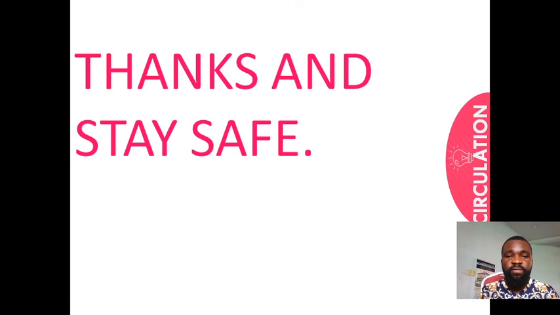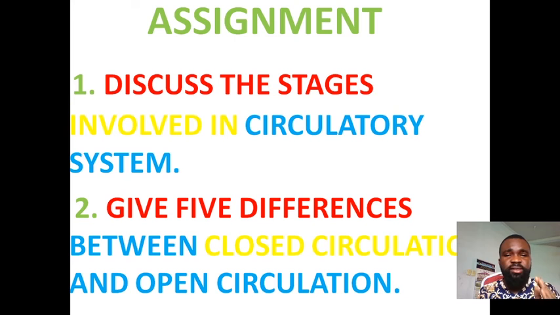Now, discuss the stages involved in the circulatory system. Remember, this is your assignment. Remember, in the respiratory system, there are stages involved, and also in the circulatory system we have stages involved. You are going to discuss the mechanism involved in circulation in the body. How are blood, nutrients, and so on being circulated in the body?